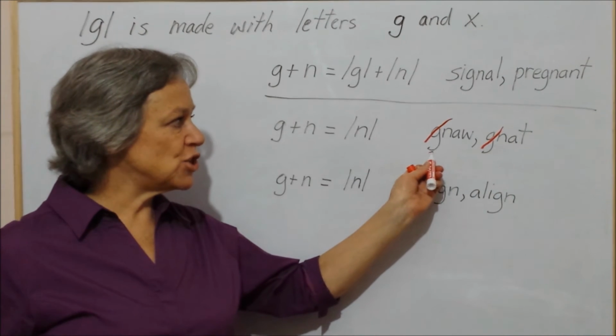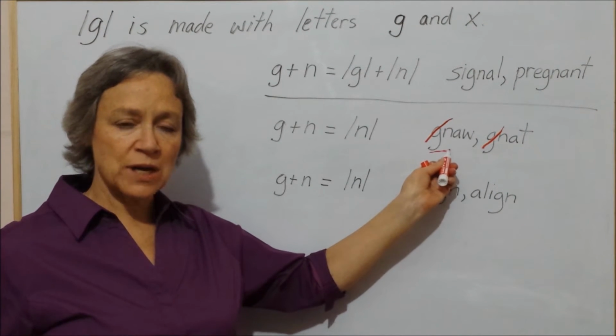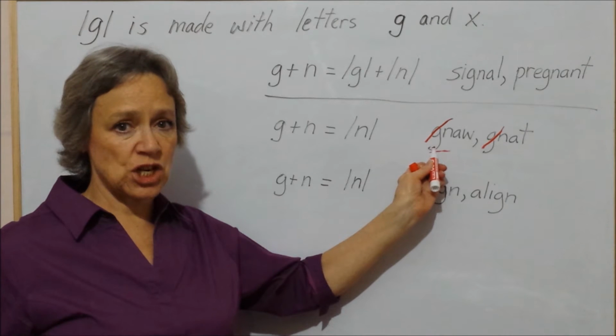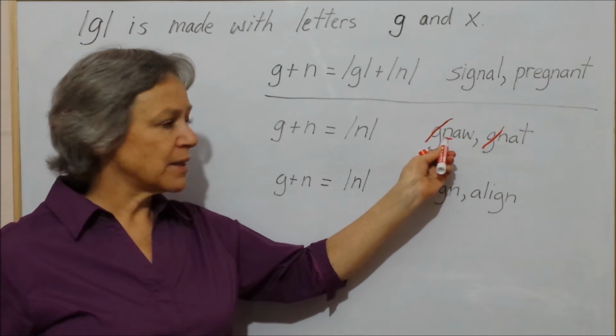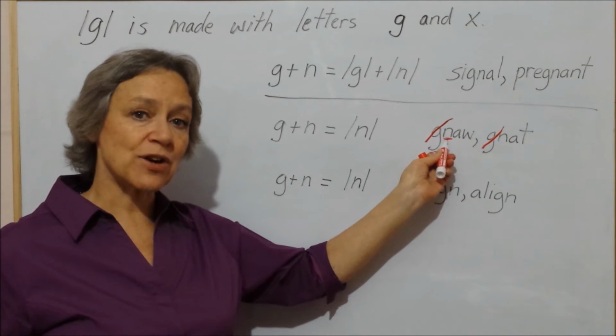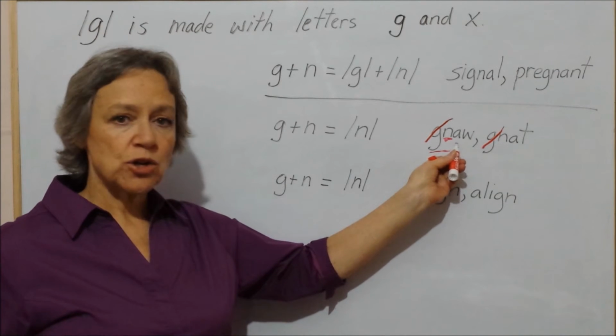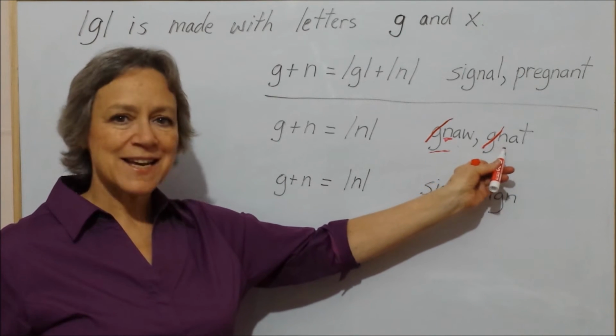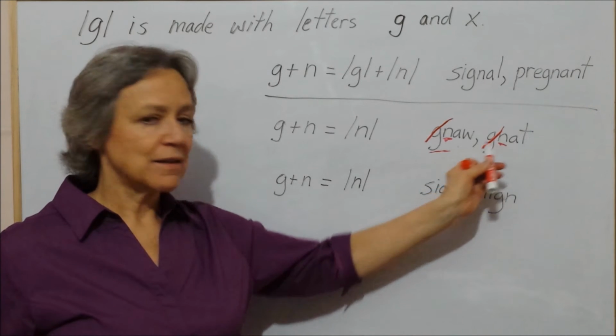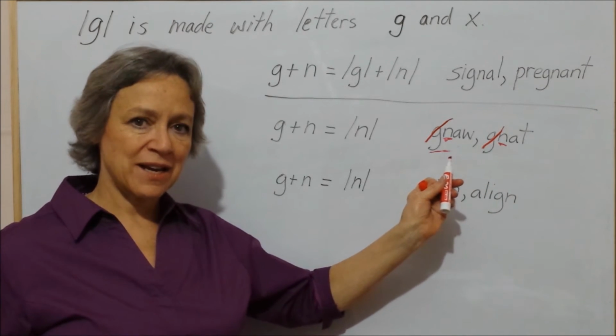Here I have GN at the beginning of the word. I don't hear a sound for the G. I hear only the N, a sound for the letter N. This is gnaw. This is gnat. The G is silent, okay?